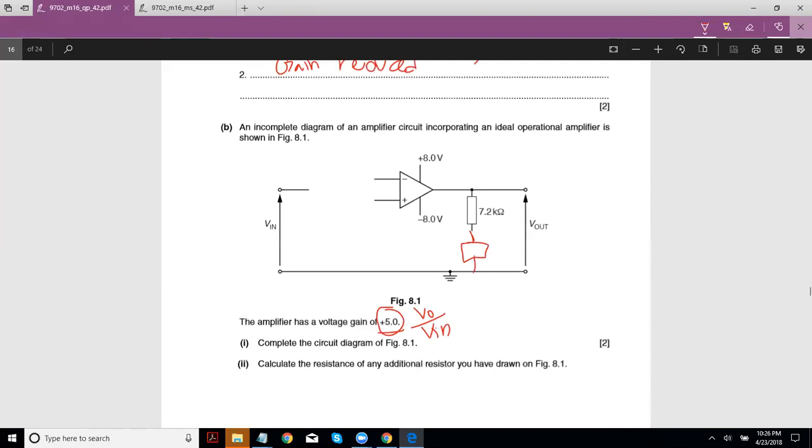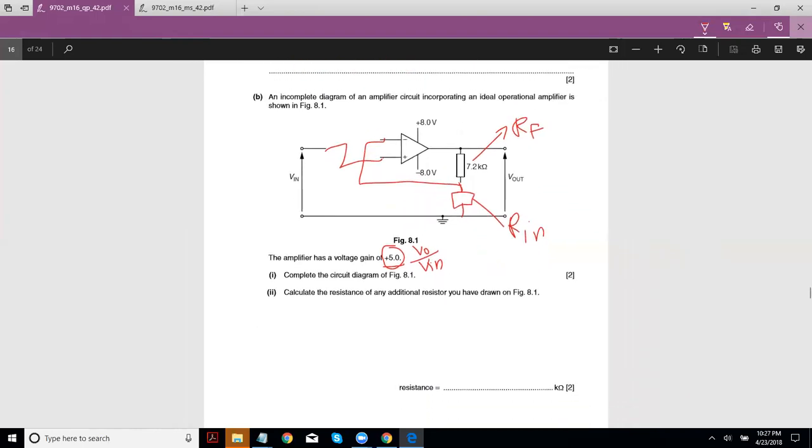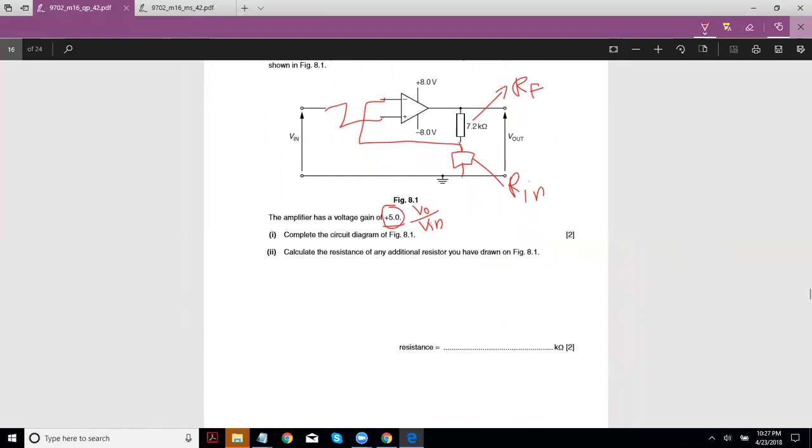हमने ऐसे इसको join कर लिया. This goes as feedback into negative. ये आपका इधर positive में लग जाता है. This would be your RF. वैसे this would be the other resistor, whatever you want to call it. Rin. Yeah, Rin call कर लो. So yeah, calculate the resistance of any additional resistor you have drawn in figure 8.1.